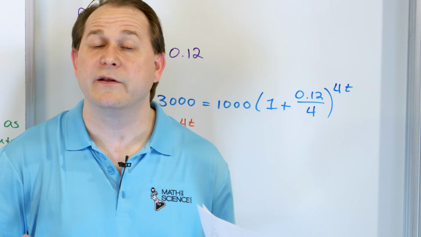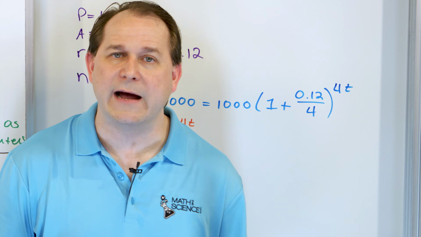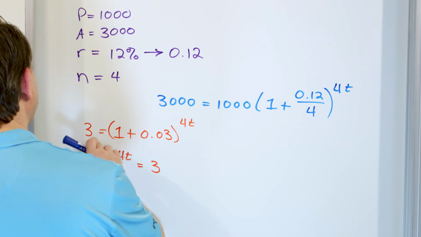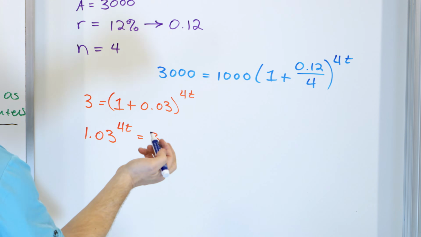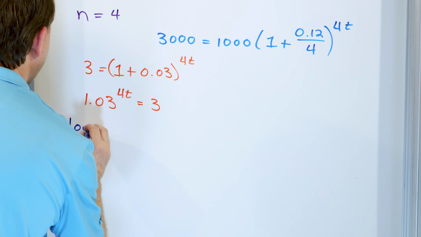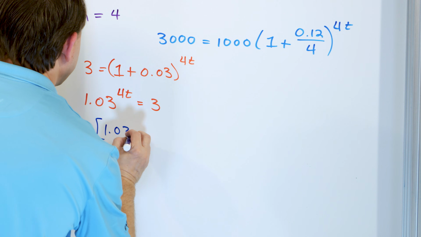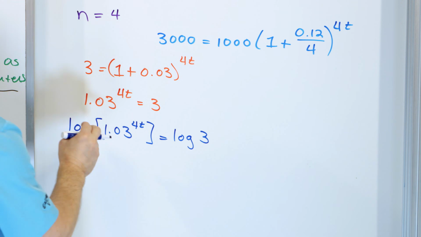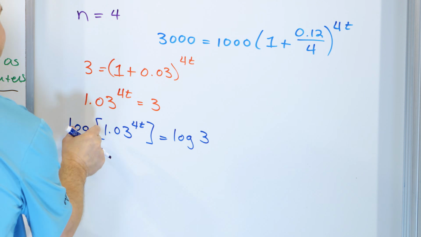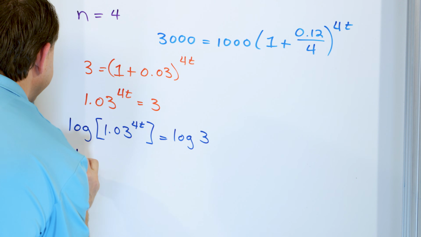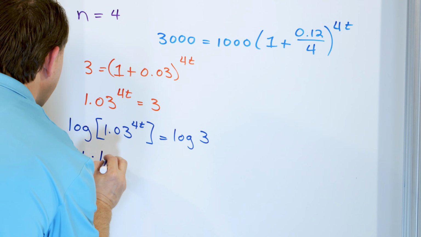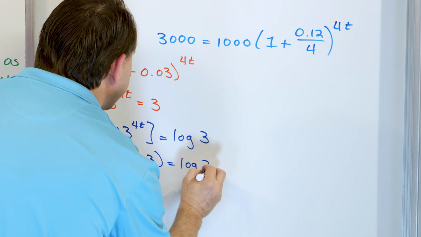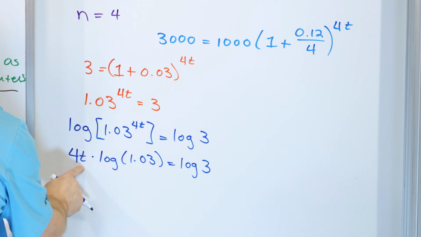There's several different ways, but the easiest way is to take the logarithm of both sides. Because when I take the log, then I can pull the exponent out. You can do whatever base log you want, but I'm going to do a base 10 log of 1.03 to the power of 4 times t is equal to the log of 3. Take the logarithm of both sides. Now, why do I do that? Because when I take the log of this, the exponent can come out. 4 times t times the log of 1.03 is equal to the log of 3. So now I can solve for t.